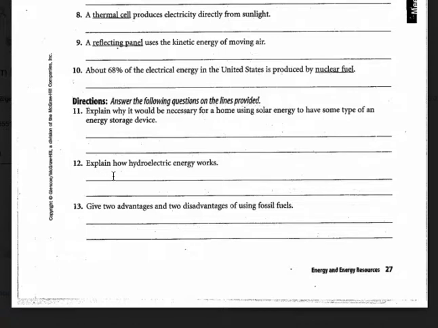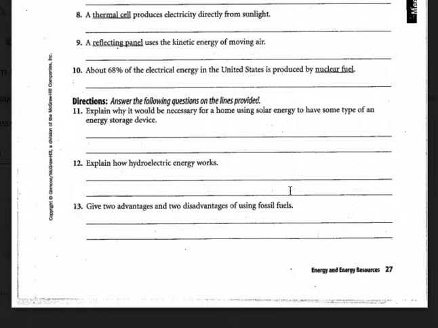Number 12, explain how hydroelectric energy works. I would look at the section in our textbook on page 391 that shows you the step-by-step process: potential energy of water, kinetic energy, electrical energy, and then the long-distance power lines. That's on the top of page 391 that explains how each step works in hydroelectric power.